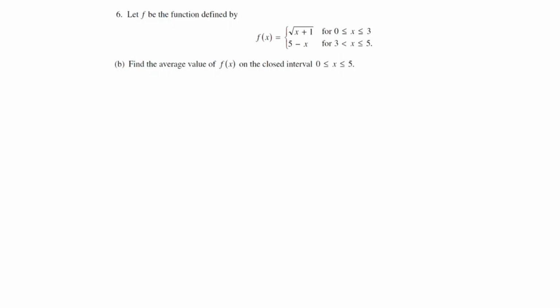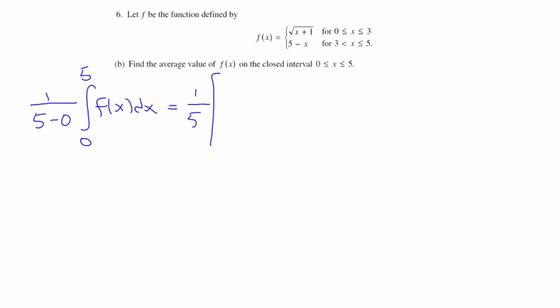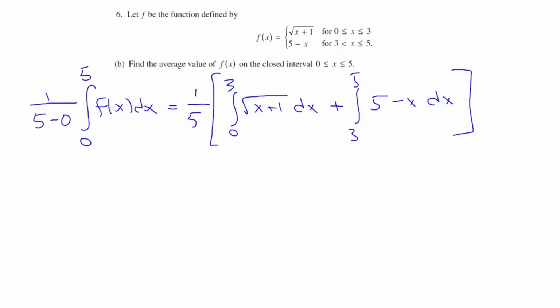In part B, it wants us to find the average value of f of x on the closed interval 0 to 5. So the average value of a function is just 1 over b minus a times the integral from a to b of the function. But in order to do that, we have to split this into 2 pieces. One's going to be the integral from 0 to 3 of root x plus 1, and the other will be the integral from 3 to 5 of 5 minus x. But we have to make sure we still have that 1/5 all the way out in front.